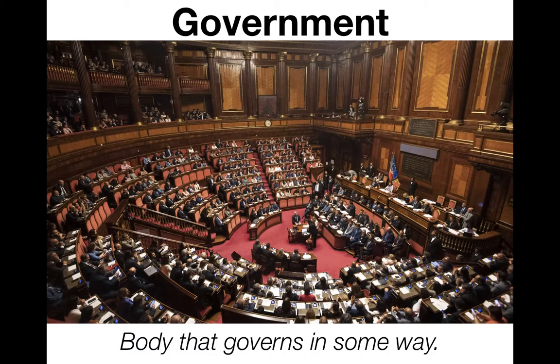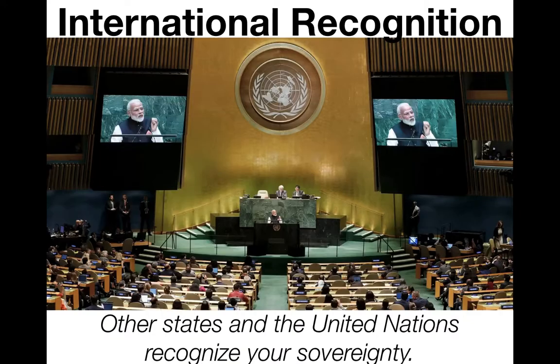You also need to have a government. A government is just a body that governs in some way. It doesn't need to be elected. It could be a dictatorship. Any type of government will do to be considered a state. You also need international recognition. That means that other states in the world and the United Nations recognize you as a state and recognize your sovereignty or ability to control your own territory.